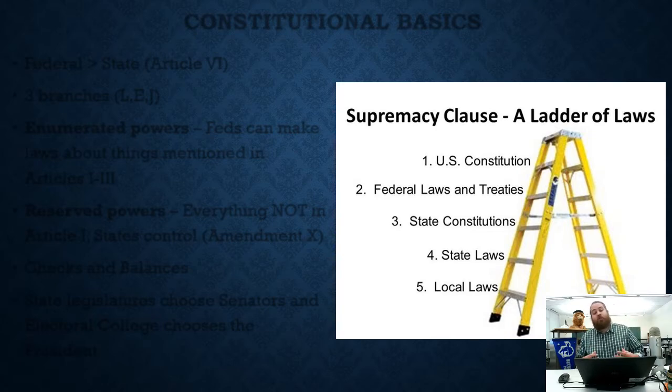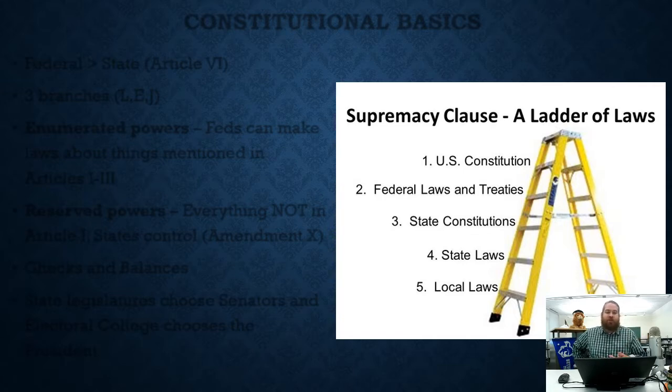In the Constitution, the federal government is supreme over the states. If you check out that ladder, it tells you, as you go higher, which laws are more powerful and which will win in a conflict. We create 3 branches: legislative, executive, judicial. Enumerated powers: it's written out in Articles 1 through 3 what the federal government is supposed to be doing. And then in Amendment 10, reserved powers, everything not in the Constitution goes to the states.